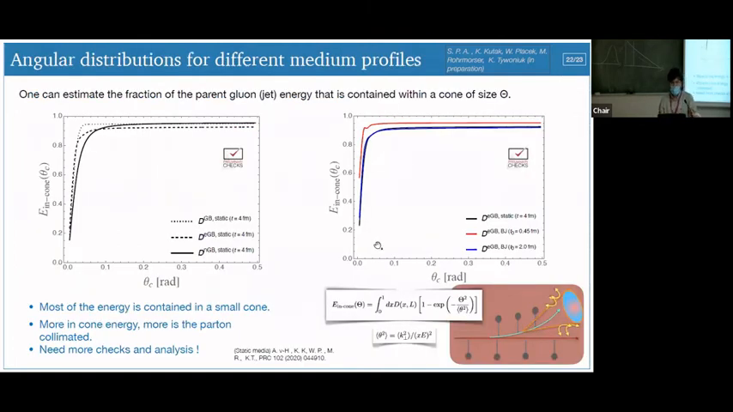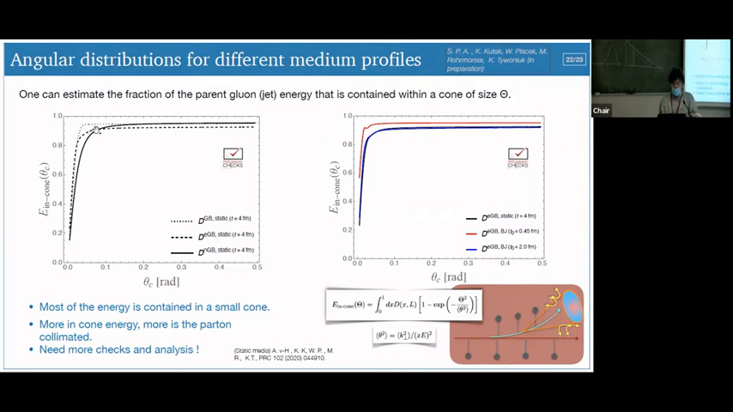When we plot the in-cone energies with these angles, we see that there are some differences between different kinds of medium profiles for the static one, for different broadening approximations. And when we consider this effective broadening for the Molière one, there are also different in-cone energies for different medium profiles. So one can basically estimate the fraction of the jet that is contained inside this cone size theta.